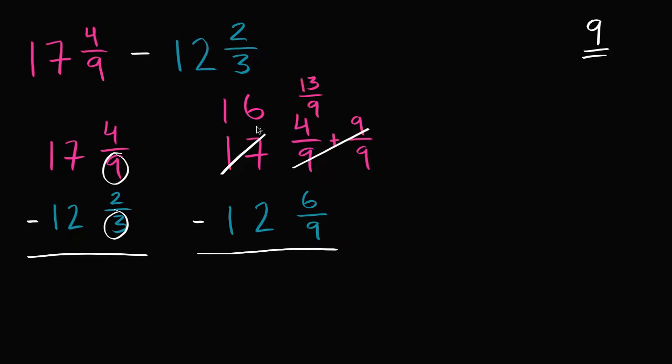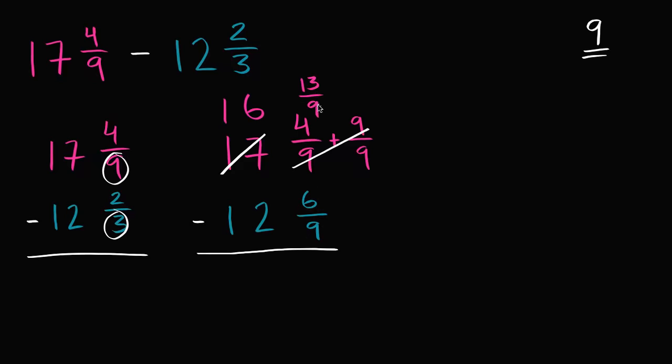It's a very strange way to write it, but 17 and 4/9 is the same thing as 16 and 13/9. Because notice, this is greater than 1. This is the same thing as 1 and 4/9, and 1 and 4/9 plus 16 is going to be 17 and 4/9. Now, why did I do all of this? Well, 13/9 is larger than 6/9, so I can subtract.